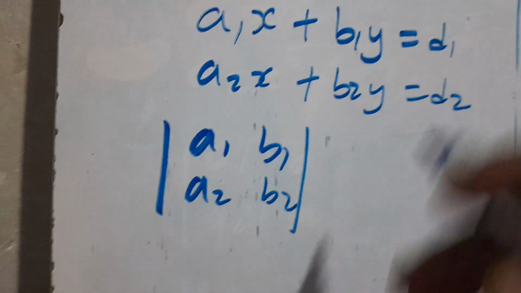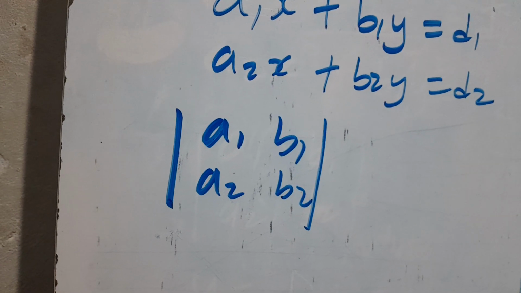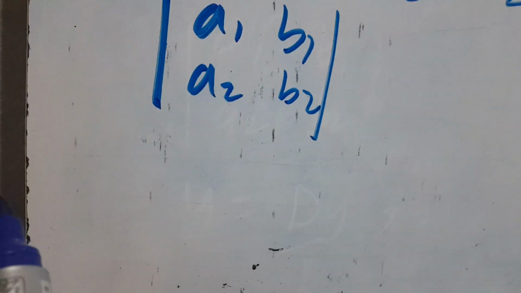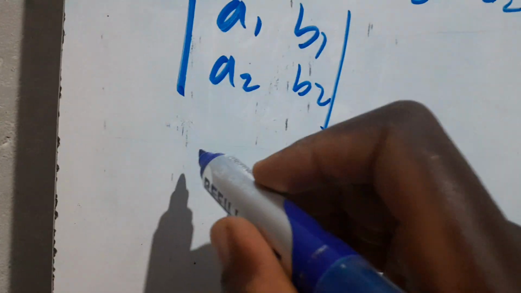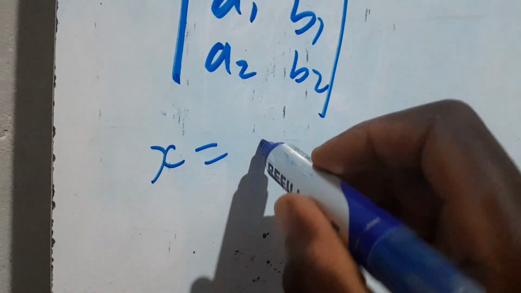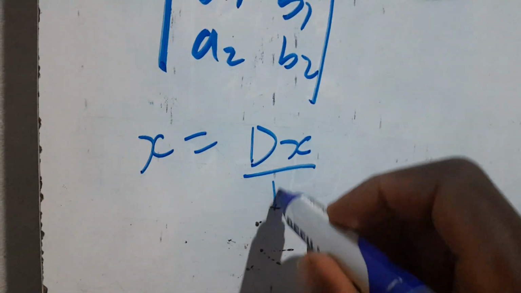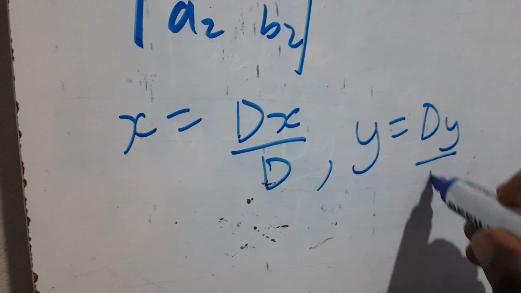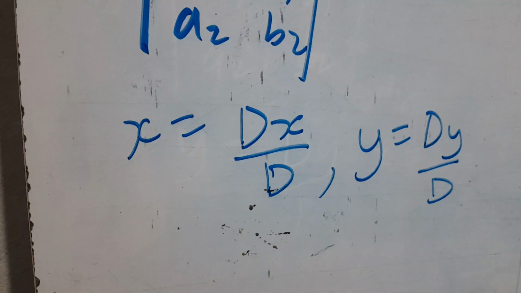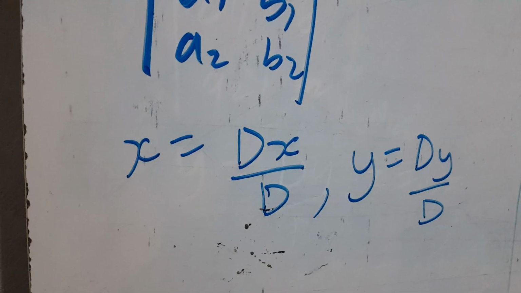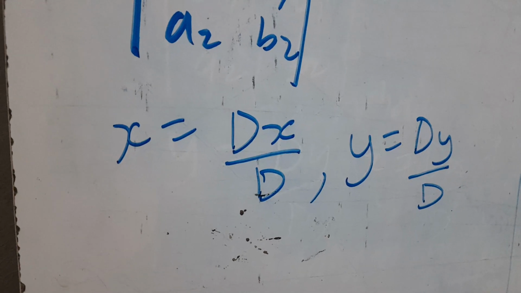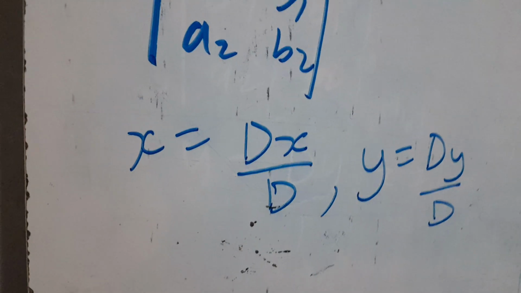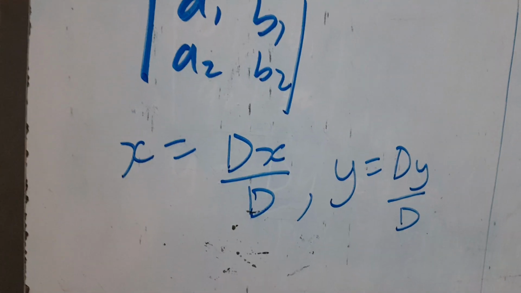How do you solve a set of equations using Cramer's rule? To solve this equation, the value of x is dx over d, and the value of y is dy over d. If you had more unknowns, for example z and t, then the value of t will be dt over d, and z will be dz over d. How then do you find the value of d?